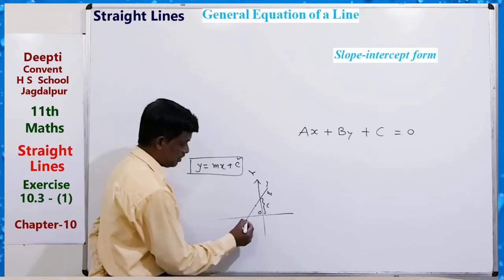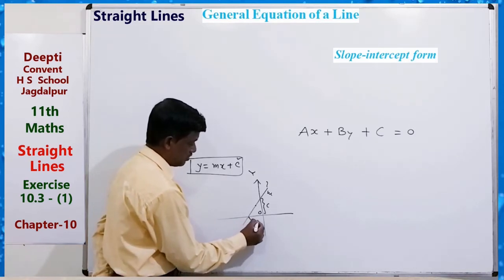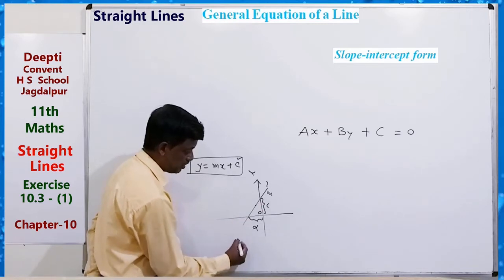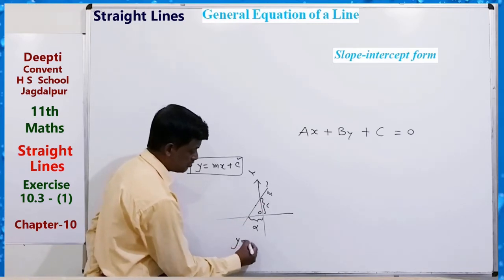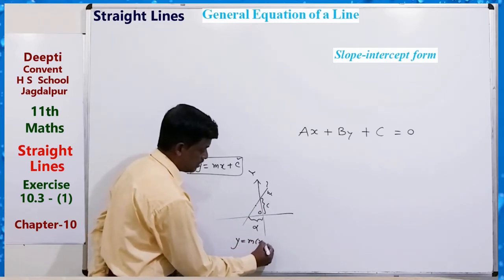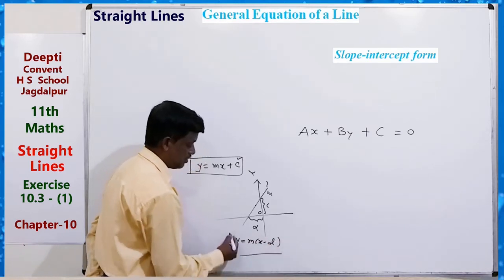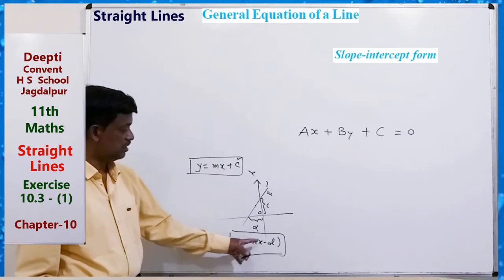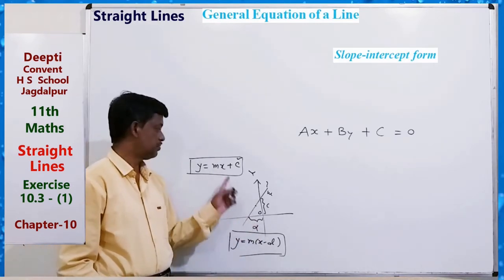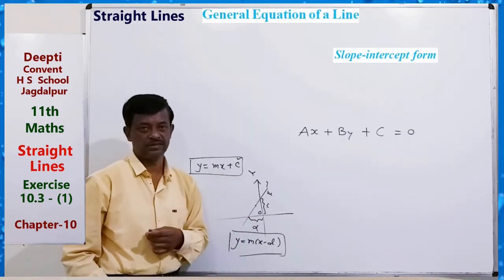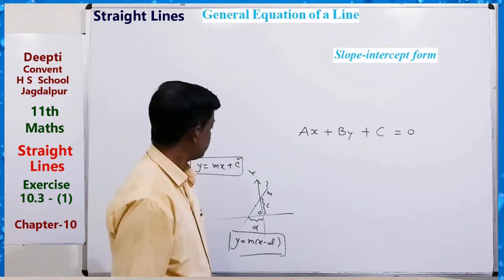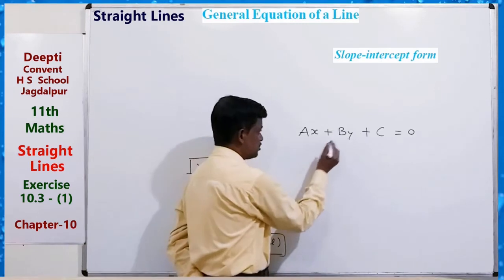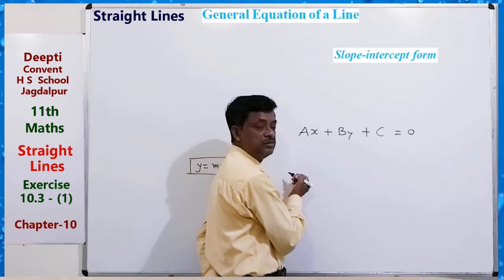And if the x intercept is given as d and the slope is m, then we can write y equals m times (x minus d). This is our slope intercept form, a line having slope m and x intercept d, with c the y intercept.